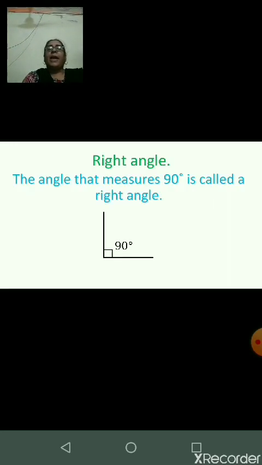Now what is a right angle? The angle that measures 90 degrees is called a right angle. How many degrees should it be? 90 degrees. And what should be the shape of a right angle? It's a straight L shape. Which shape? L shape. Okay. Whenever an angle measures 90 degrees, it is called a right angle. I'll show you examples of a right angle.